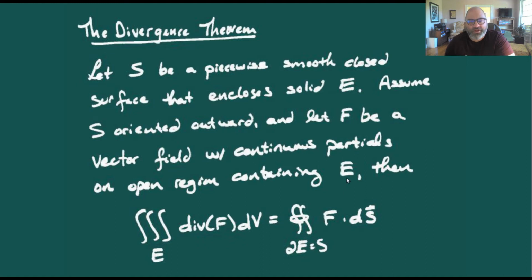And so what the divergence theorem tells us is that if we look at the triple integral of the divergence of F over this entire volume, then that actually pulls back to a surface integral of F dot dS over the boundary of that particular volume.